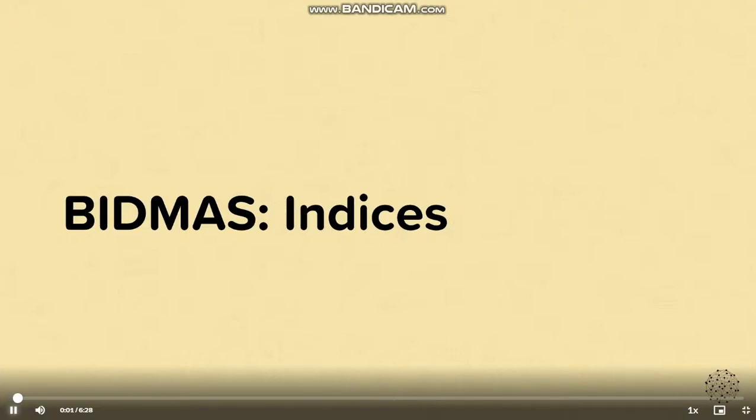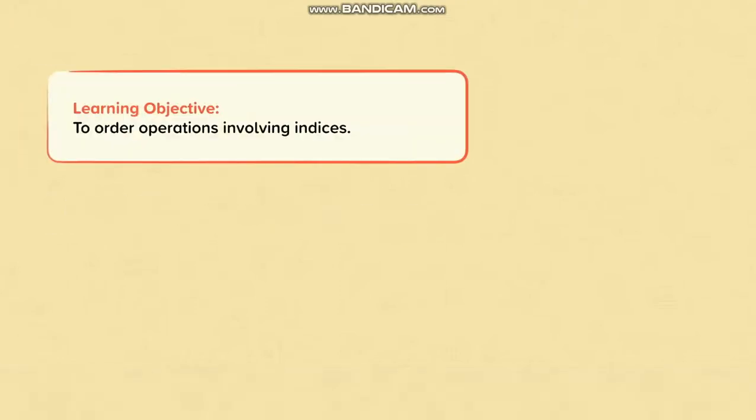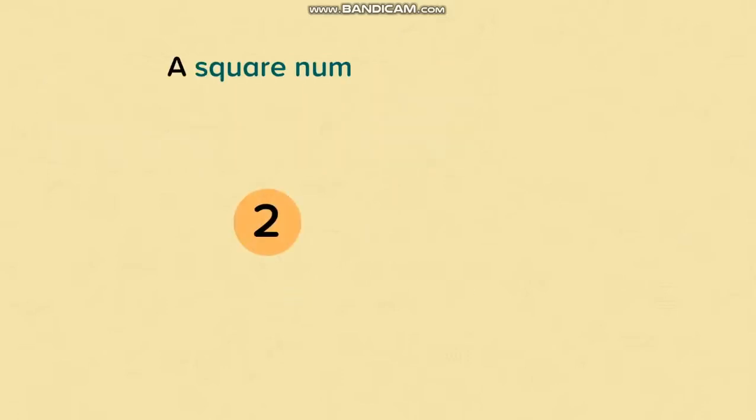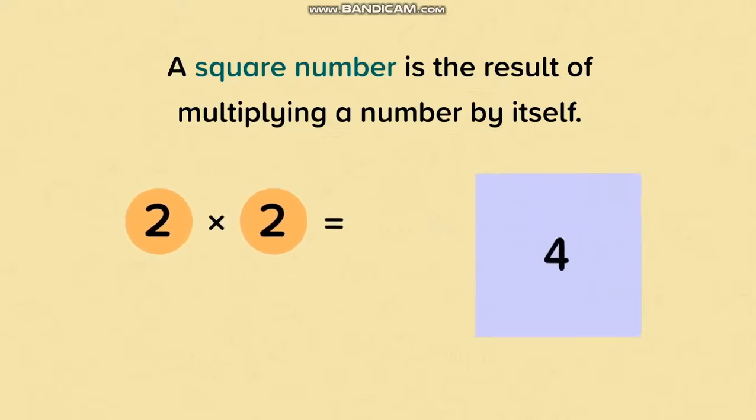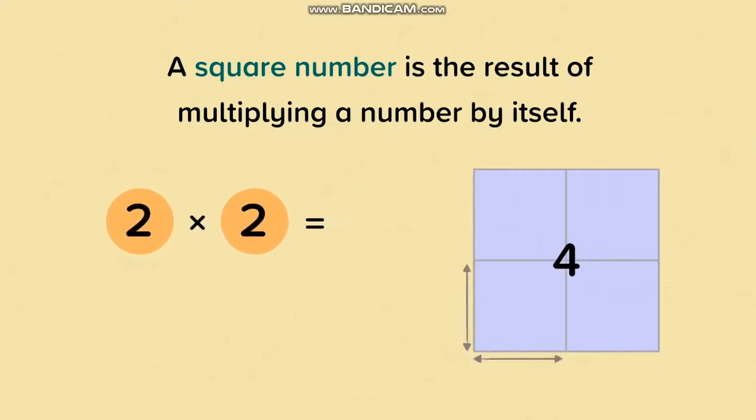BIDMAS indices. In this nugget, we're learning to order operations involving indices. Squaring and cubing are both examples of indices. A square number is the result of multiplying a number by itself. So 2 times 2 is the same as 2 squared. 2 squared is 4.